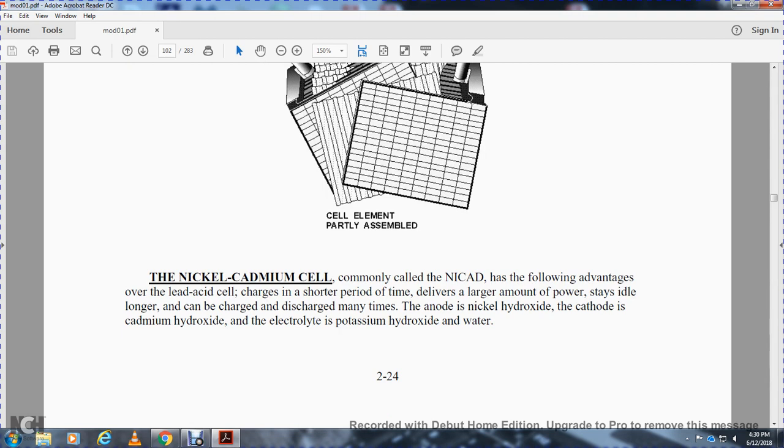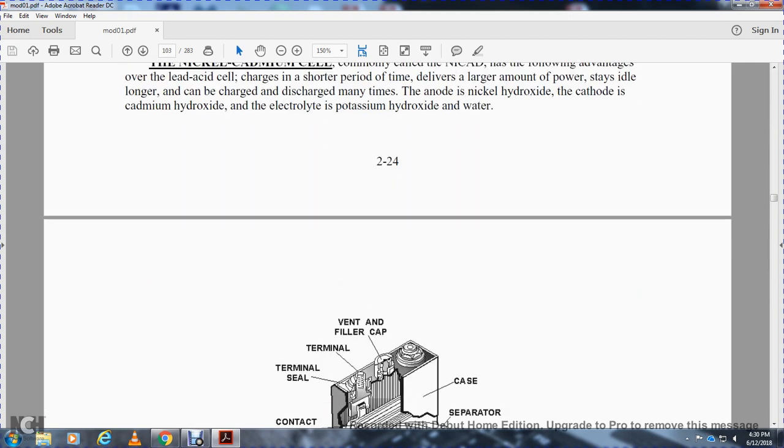Alright, the nickel cadmium cell, called the NiCad, has the following advantages over the lead acid cell: it discharges in a short period of time, delivering a large amount of power, stays idle longer, and can charge and discharge many times. The anode is nickel hydroxide, the cathode is cadmium hydroxide, and the electrolyte is potassium hydroxide and water.